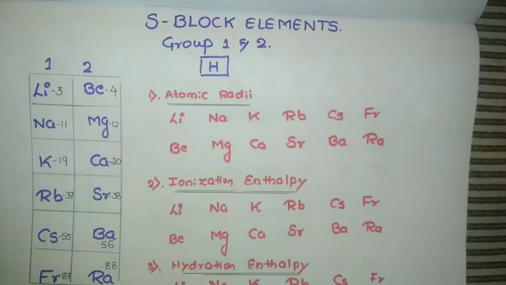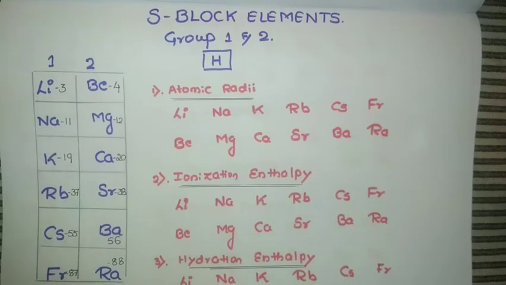Here, as you could see, it's the S block element. In our periodic table, group 1 and 2 are nothing but the S block elements. Why do we call them S block elements? Because when you write the electronic configuration of those elements, their outermost configuration ends with an S orbital. That is the main reason.